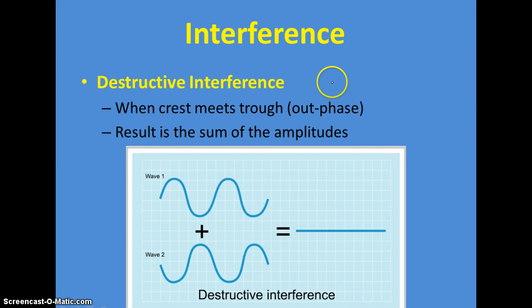Destructive, easy to remember. Destroy, destruct, break down. In this case, they meet out of phase. So you have a crest meeting a trough. When these 2 amplitudes are exactly the same, again, you take the sum of the amplitudes. When they're the same, you get 0 wave. It cancels out. Becomes 0. Destructive, they cancel. Constructive, they build up.